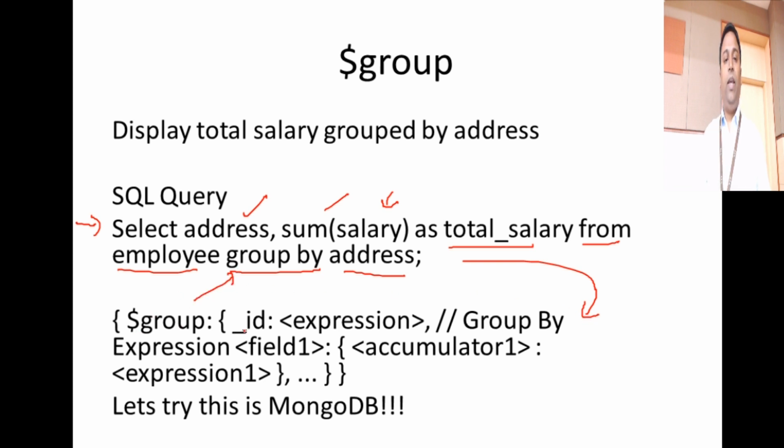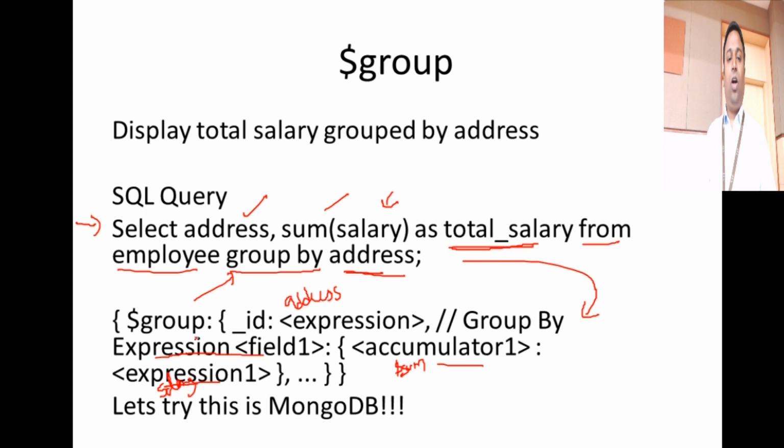$group maps to group by, and underscore ID is the syntax. Here the expression is nothing but address, the field on which we are grouping, comma. Then we have to give the alias, that is total salary, colon, and then the accumulator, whatever accumulator function I am going to use, $sum, colon, and then the expression. On which column am I going to apply this $sum? That is on the salary. So that's how this group by clause maps to $group in MongoDB.